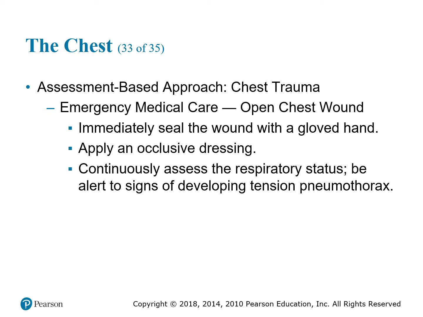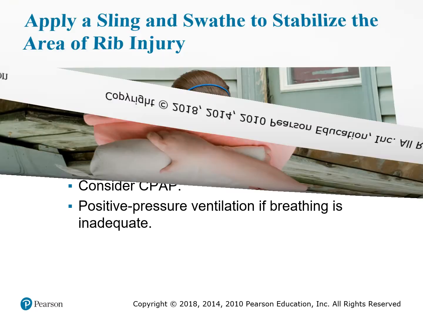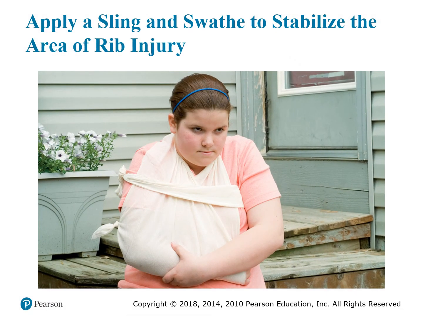Immediately seal the wound with a gloved hand, apply an occlusive dressing, and continuously assess the respiratory status. Be alert for signs of developing tension pneumothorax. Do not splint the chest wall in any way that interferes with chest movement. Maintain oxygenation, consider CPAP, and use positive pressure ventilation if breathing is inadequate. Apply a sling and swath to stabilize an area of rib injury.